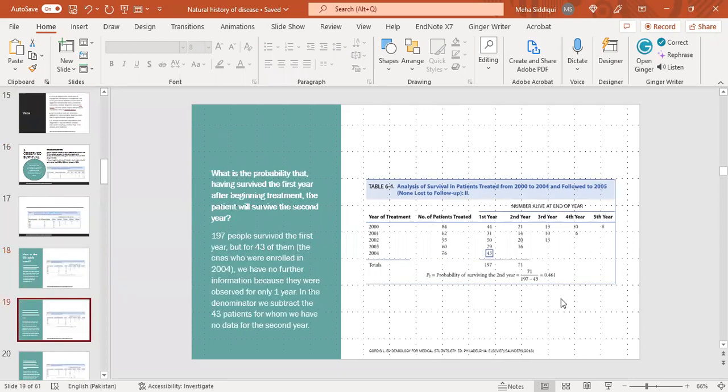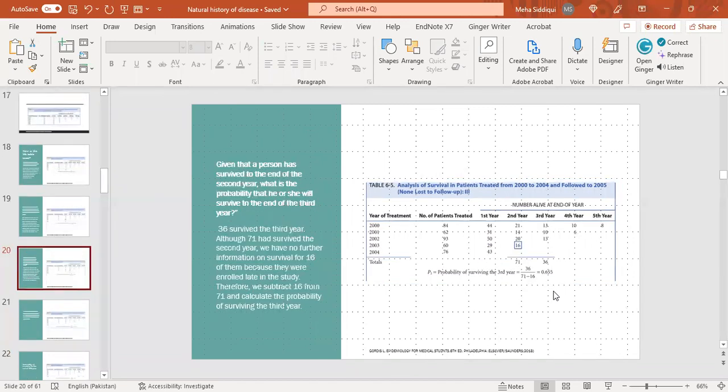Now, the second question is: what is the probability that, having survived the first year after beginning treatment, the patient will survive the second year? We can see here that the patients who were alive at the end of the second year were 71. The patients who were enrolled in 2004 were not observed further, so we subtract this value 43 from 197. As we have no further information because they were observed for only 1 year, in the denominator we subtract the 43 patients for whom we have no data for the second year, and the probability of surviving the second year is 0.46.